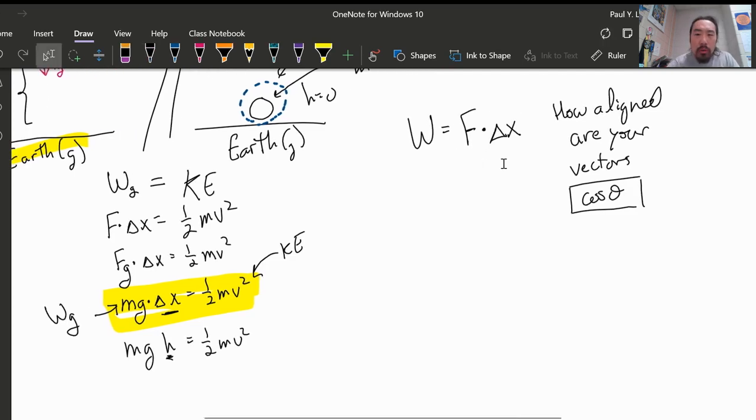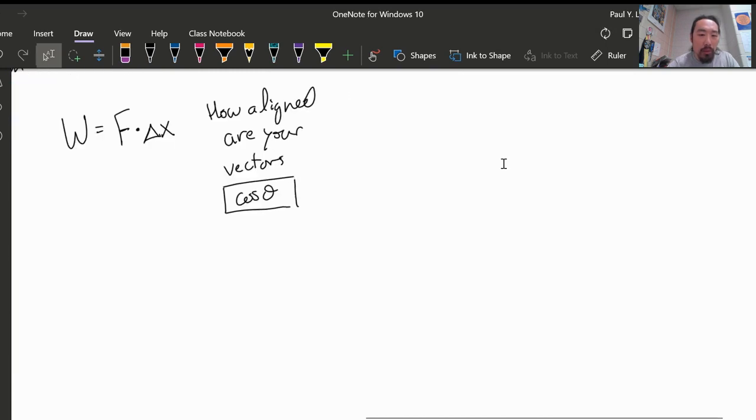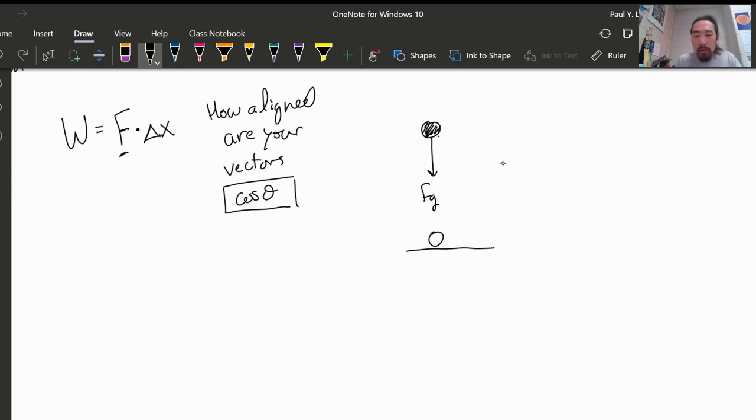So let's go over here to take a deeper dive at how aligned your vectors are and why that's cosine of theta. In our original problem, we had the ball and we had F_g pointing down. So that's where the F comes in. What the delta x tells us is the displacement of the object as it goes from there to down here. What is the direction of that delta x? The direction of the delta x would be down as well. So if I were to line up my F_g and my delta x, here's F_g, and here's my delta x right there.